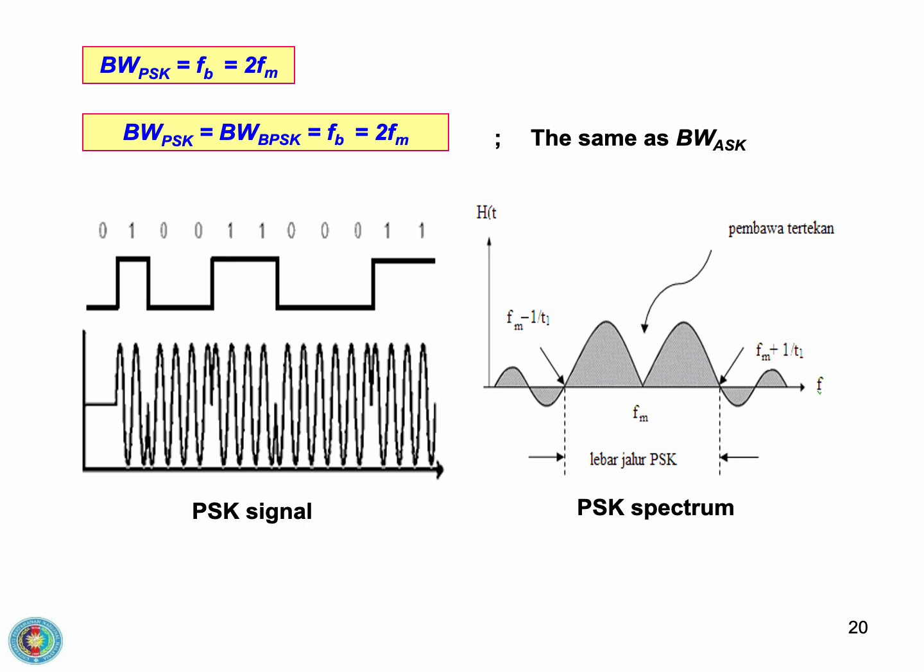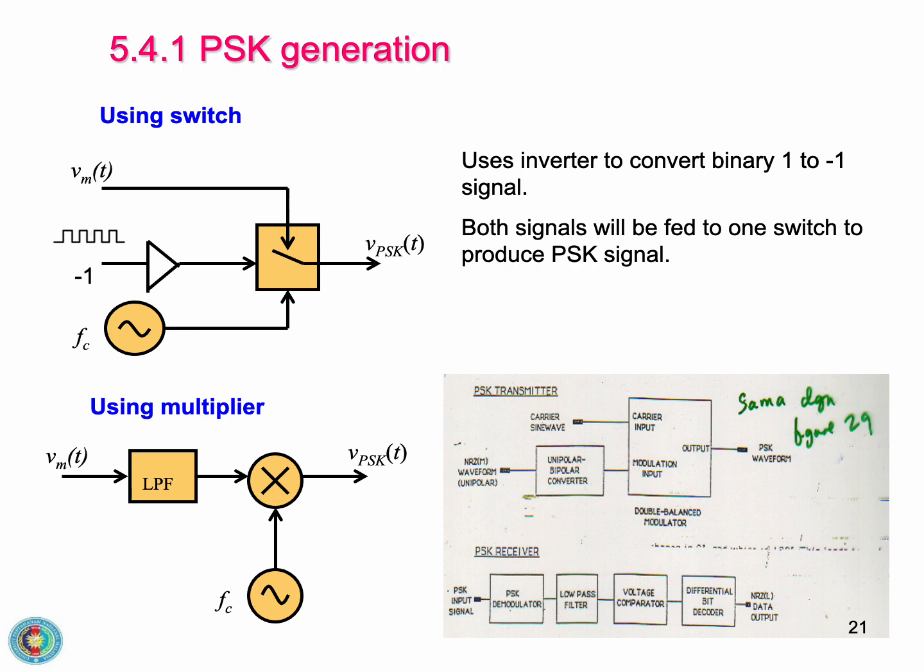This indicates that PSK generally has a similar bandwidth requirement to ASK for the same data rate. The spectrum shows a suppressed carrier, with the energy primarily in the sidebands that carry the phase information. PSK can be generated in a couple of ways. One method uses a switch, where an inverter helps convert the binary 1 to a -1 signal. Both the 1 and -1 signals are then fed to the switch to produce the PSK output.